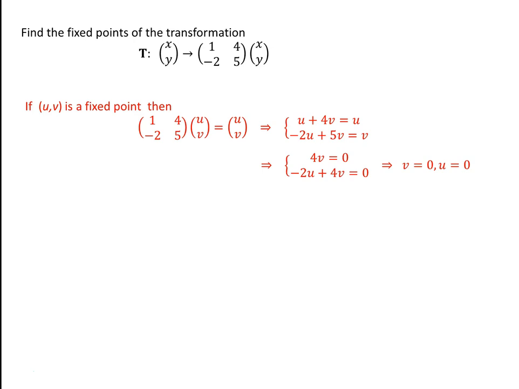4v = 0 tells me that v is definitely 0. And then the second equation just gives me -2u + 0 = 0. So that tells me u = 0 as well. So in this case, the only fixed point of T is the point (0, 0).